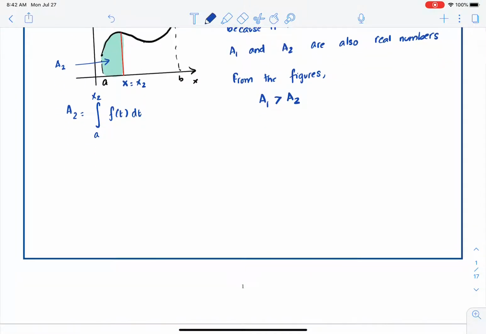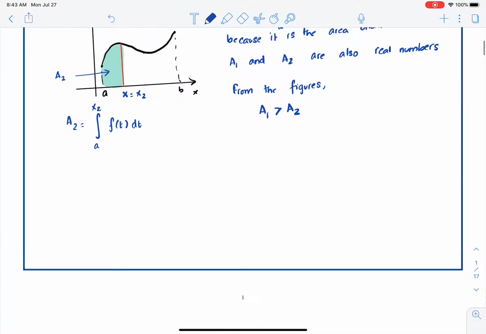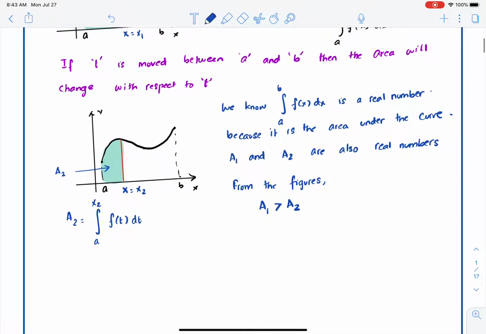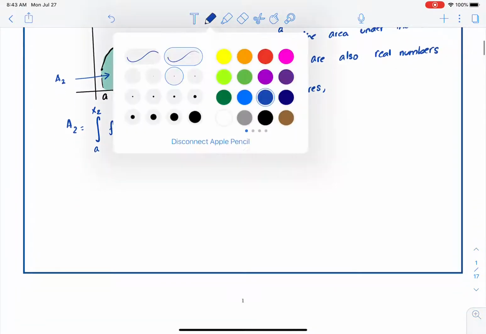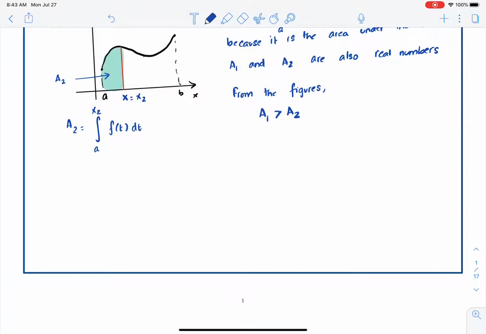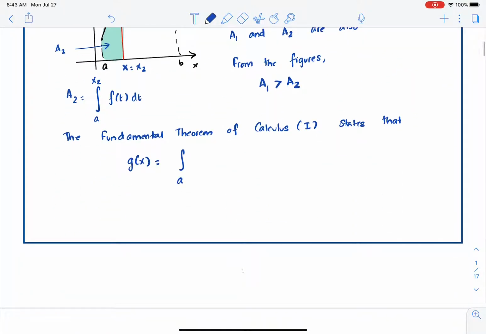So what does the first fundamental theorem of calculus state? Now, if I keep on moving this line, the red line and the purple line, back and forth, I'm going to get different values for the area. So the fundamental theorem of calculus, I would say this is rule 1, states that g of x is equal to the integral a to x of f of t dt, where t is the dummy variable.